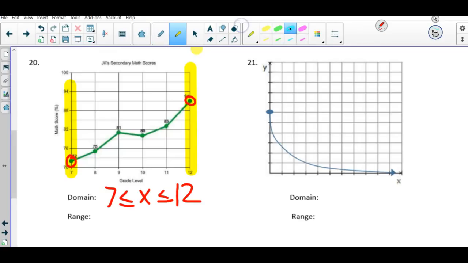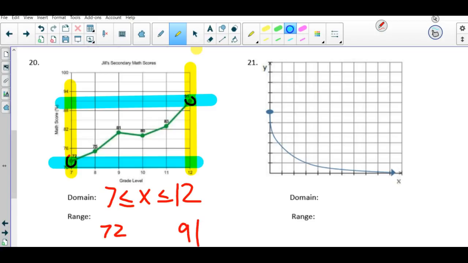Range, lowest to the highest. I can't see exactly what those numbers are. I wrote over them, but the lowest is 72. So all the y values are in between 72 and 91. So 72 less than or equal to y less than or equal to 91, with two solid lines. So domain is x, range is y. Domain is side to side, range is up and down.